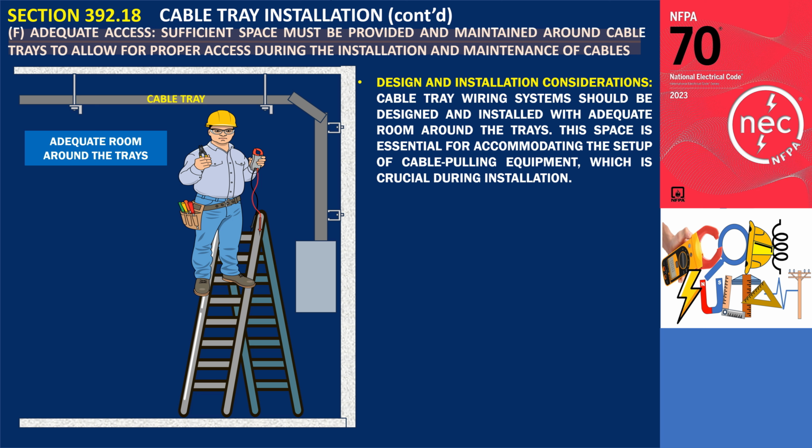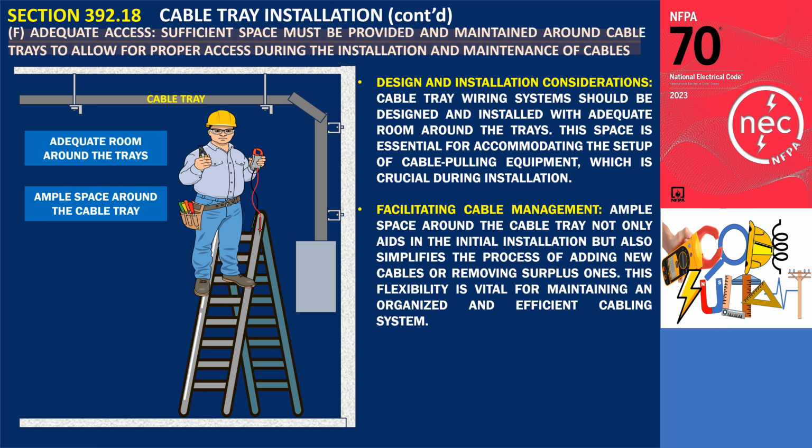This space is essential for accommodating the setup of cable pulling equipment, which is crucial during installation. Ample space around the cable tray not only aids in the initial installation but also simplifies the process of adding new cables or removing surplus ones. This flexibility is vital for maintaining an organized and efficient cabling system.